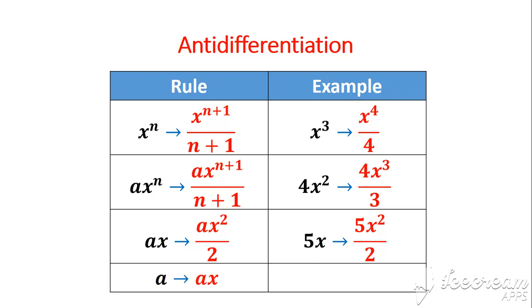And finally, if you have just a number by itself, remember we need to put the x back, because when we differentiate, the x disappears, but when we anti-differentiate, the x comes back. So the number 7 anti-differentiates to 7x.